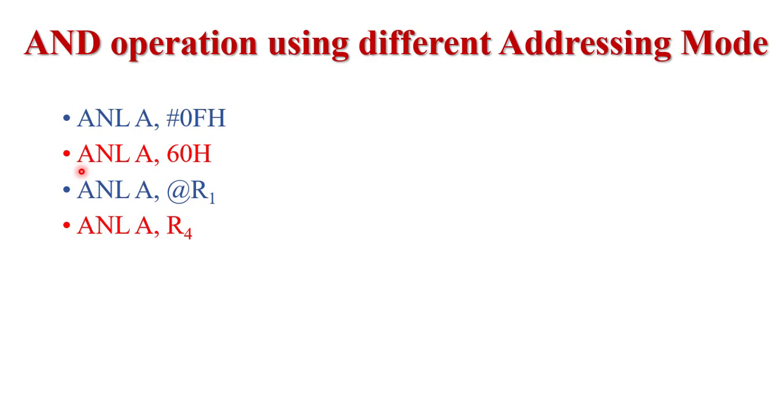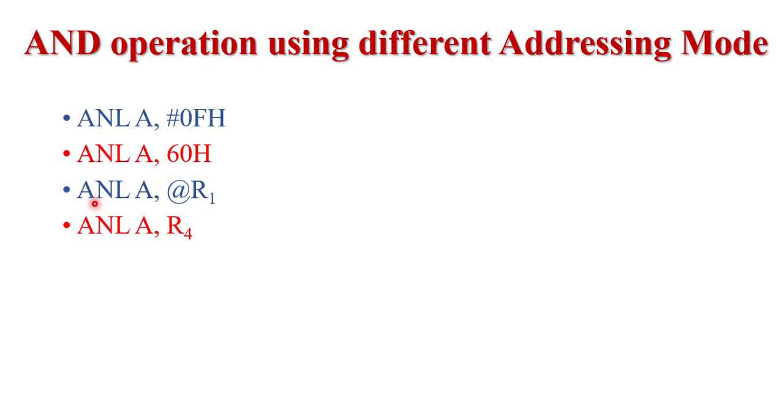Next example is ANL A, 60H. This is the example of direct addressing mode because in this instruction 60H is the direct address of the memory location where data is stored. So this instruction tells that perform AND operation between the accumulator data and the data stored in 60H memory location.